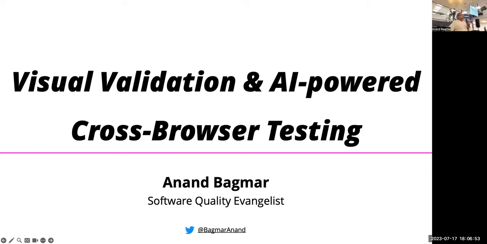Today, what we are going to talk about is two topics. One is about visual validation, what it is, why it is important, and how it can really help you get better in certain aspects of your testing. The second is how you scale your automation from the traditional cross-browser testing approach, and how you can bring the power of AI into that execution itself to get faster feedback. These two are the primary topics, but we can talk about a lot of other things based on what your interest areas are, related to testing, of course, that's what I do.